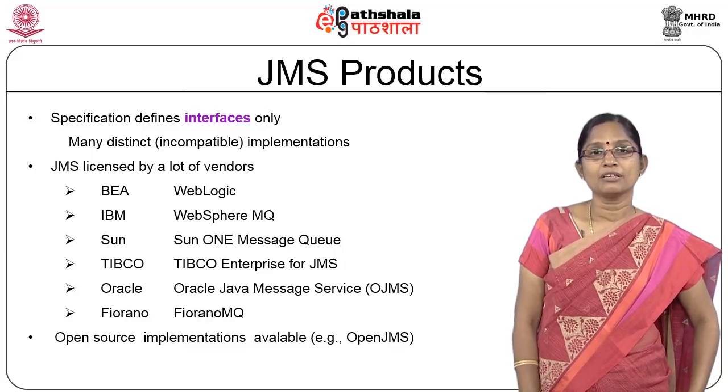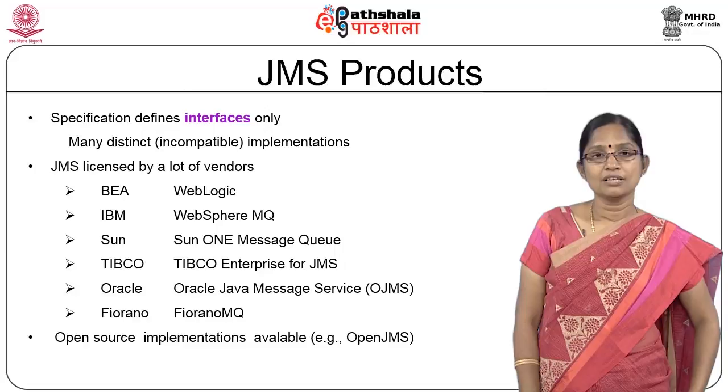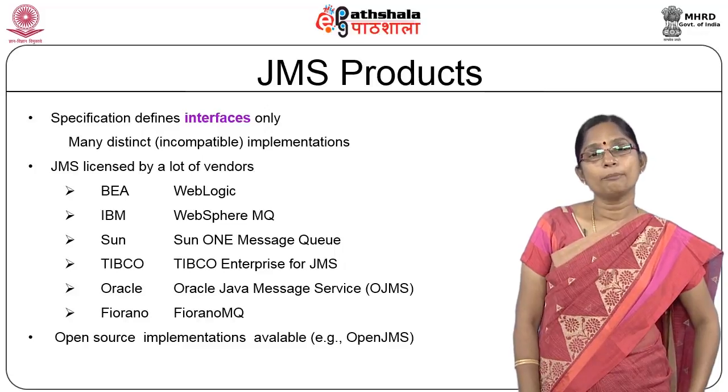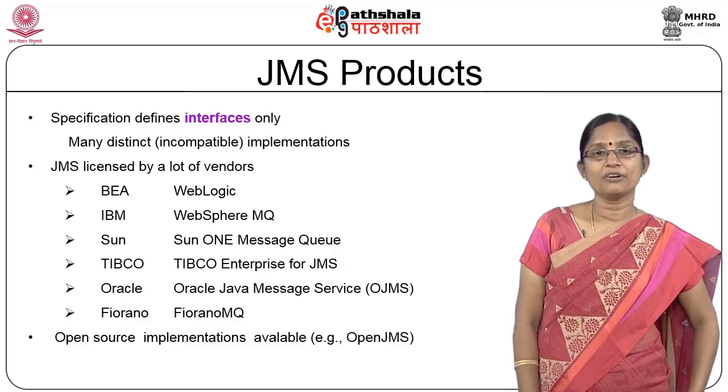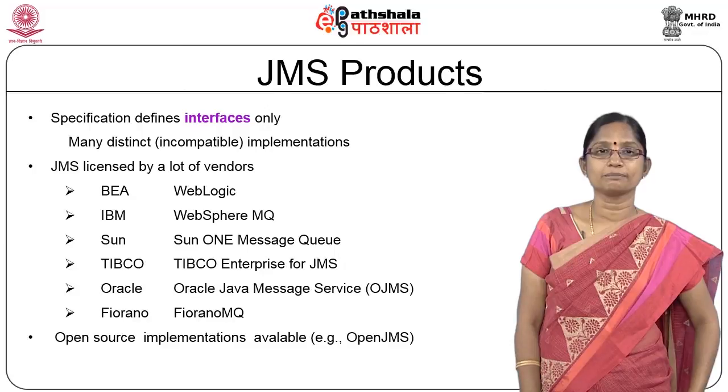BEA has a technology called WebLogic, IBM releases WebSphere, Sun releases Sun One Message Queue, and TIBCO released TIBCO Enterprise for JMS, whereas the product of Oracle is called OJMS, Oracle Java Messaging Service, and the product of Fiorano is called Fiorano MQ. Apart from these proprietary licenses, some open source implementations are also available. Among these, Open JMS is an open source based JMS product.